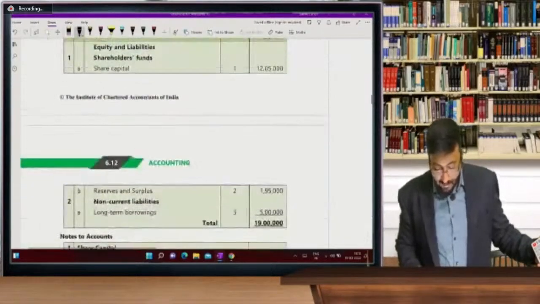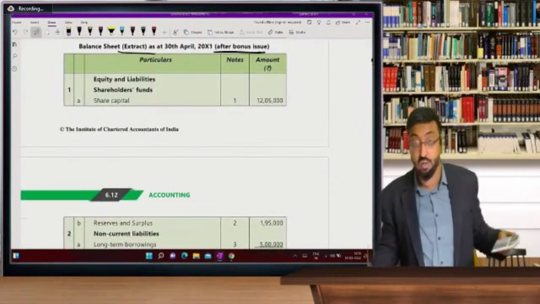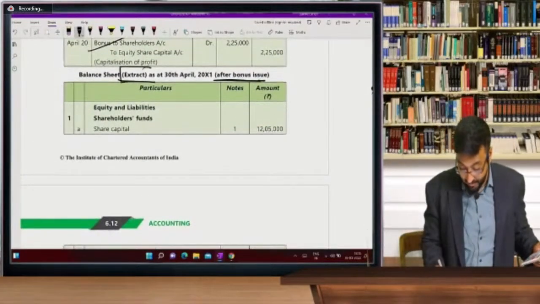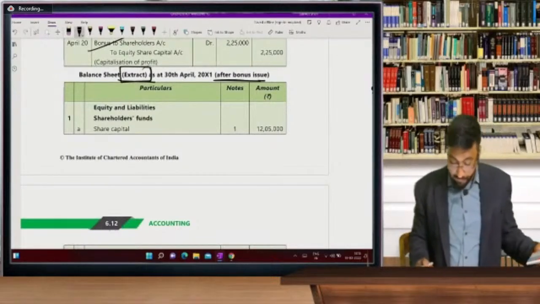Now see beta, the balance sheet is not going to tally. So therefore it is called an extract. It is called an extract. Okay.